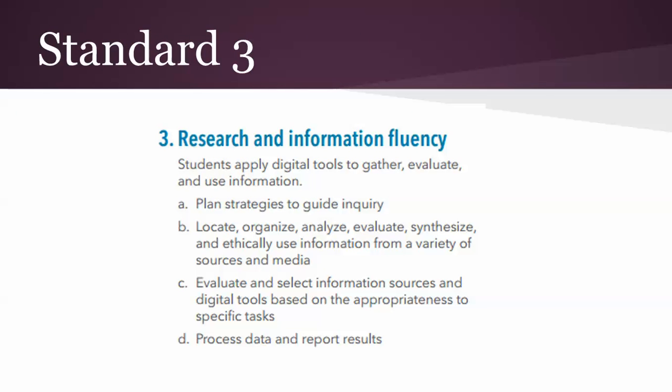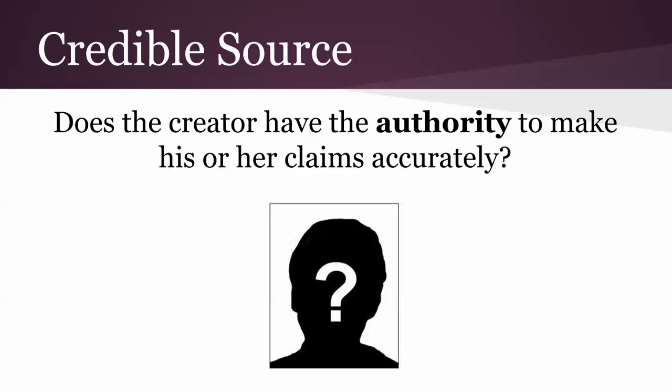Today we're going to look at Standard 3, Research and Information Fluency. Like the other ISTE standards, Standard 3 is quite complex. So today we're just going to focus on one aspect of it. We're going to talk about what it means to be a credible source. When you're deciding whether or not something is a credible source, you're answering the question, does the creator have the authority to make his or her claim accurately? Does this person have the right, again, the authority to say what they're saying?